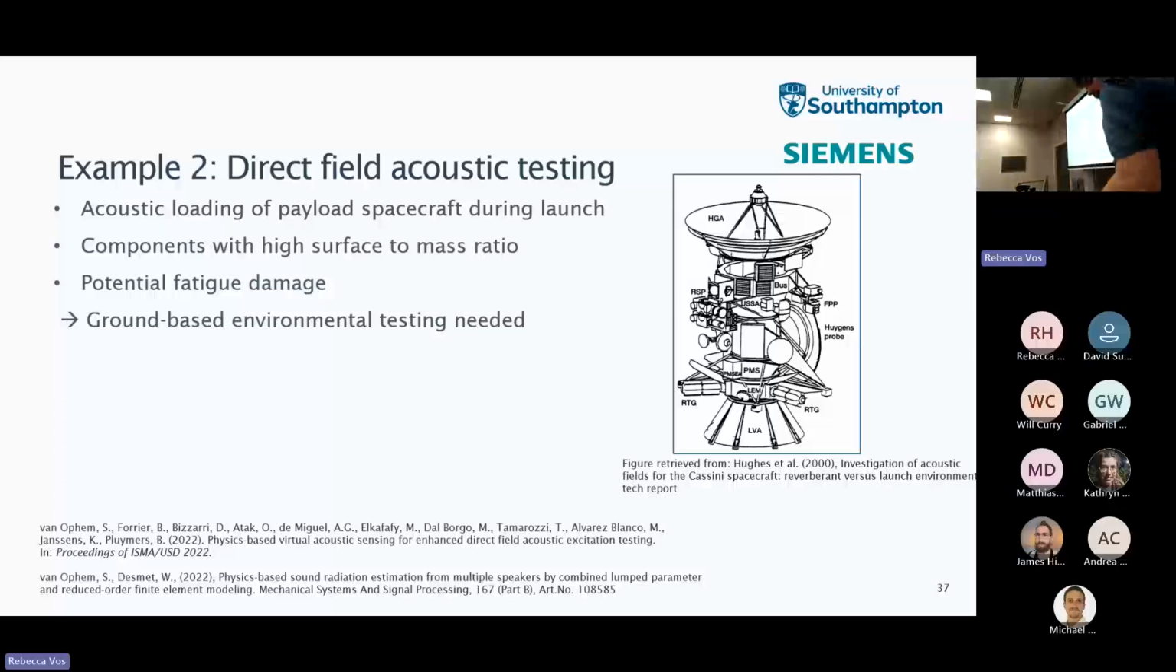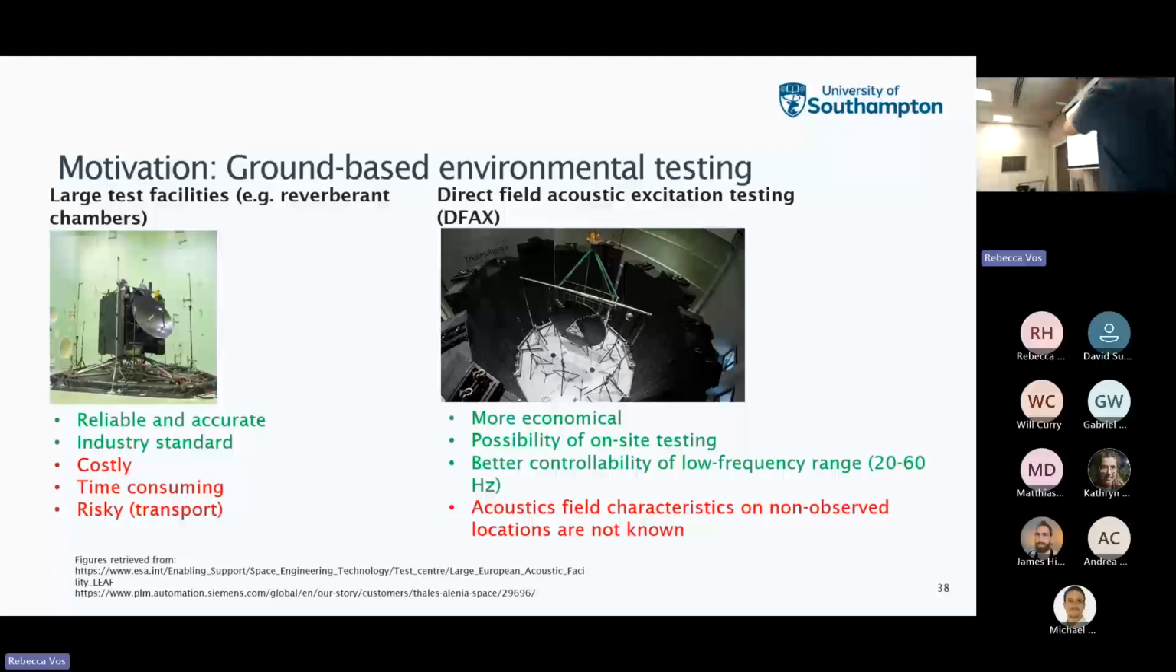Since we cannot just launch a satellite into space to test it, it's too expensive, we usually have to do ground-based environmental testing. There are two ways to do it, more or less. We have large test facilities like reverberant chambers that are basically huge. But of course, you need this chamber and facility, so you need to move your satellite to this location. It can be a quite costly, time-consuming method.